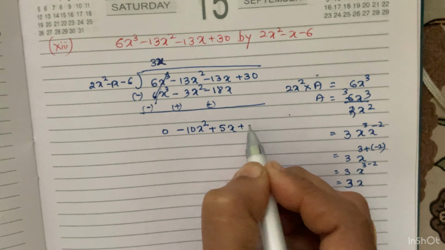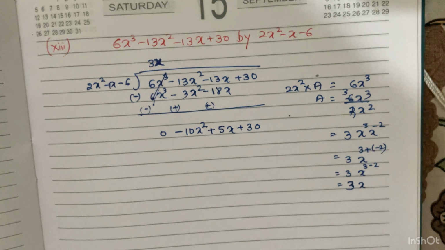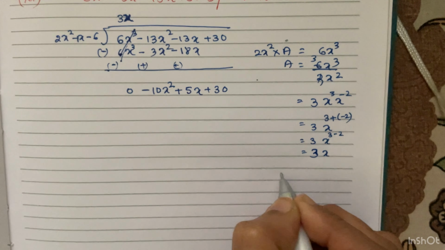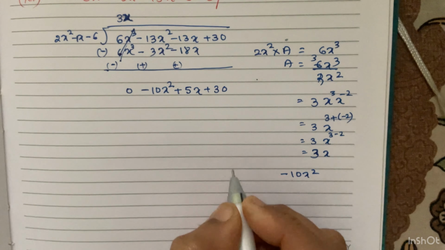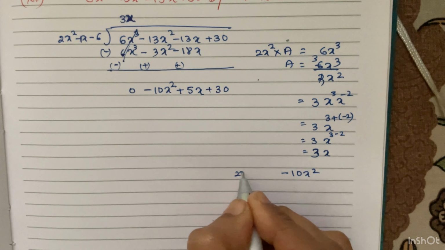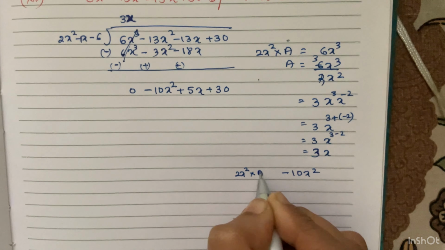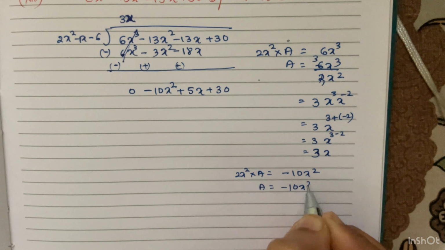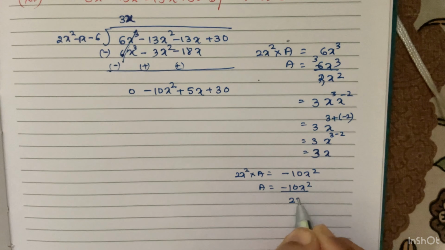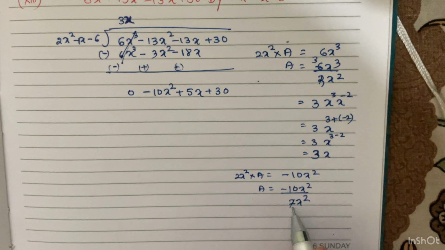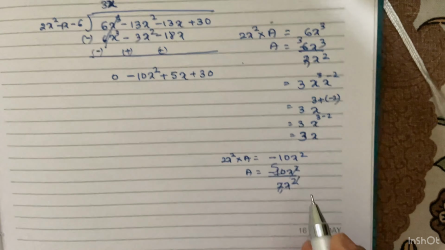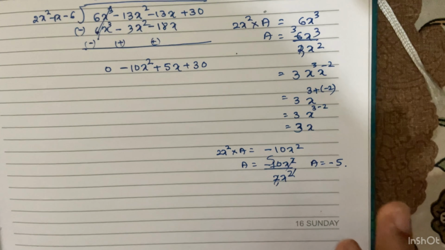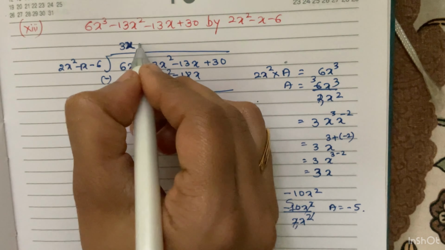Now let me take the next term down. What we did here, the same way we have to do here. Now here it is minus 10x², and we have to consider the first term, that is 2x². Again the same thing. To calculate the A value, I am shifting 2x² to the right side, so it becomes division by 2x². Now see here, 2 fives are 10, x² gets cancelled. So the A value we found is minus 5 here. Now minus 5 we have to write here.